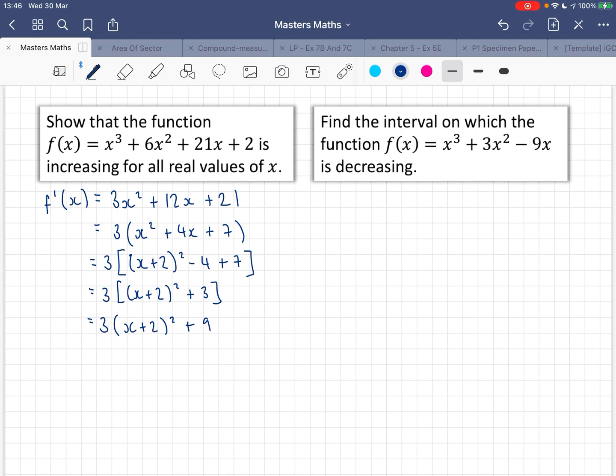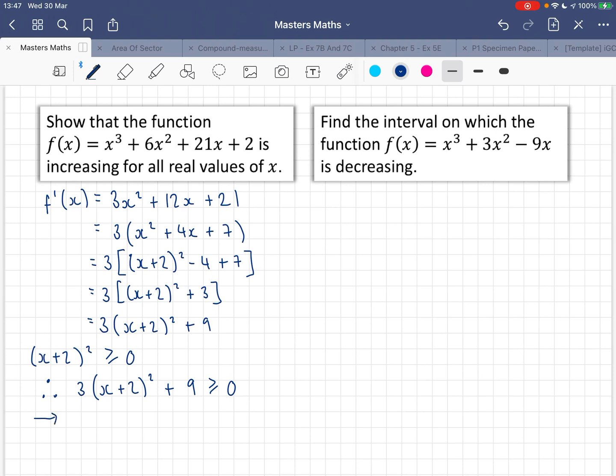Now, because the bracket part is squared, that has to be positive. (x plus 2) squared is always greater than or equal to 0 for any real x, for any value of x. Therefore, if we multiply it by 3, it's still positive. And if we add 9, it's still going to be positive. So for any real value of x, the expression, the function we have is always greater than or equal to 0.